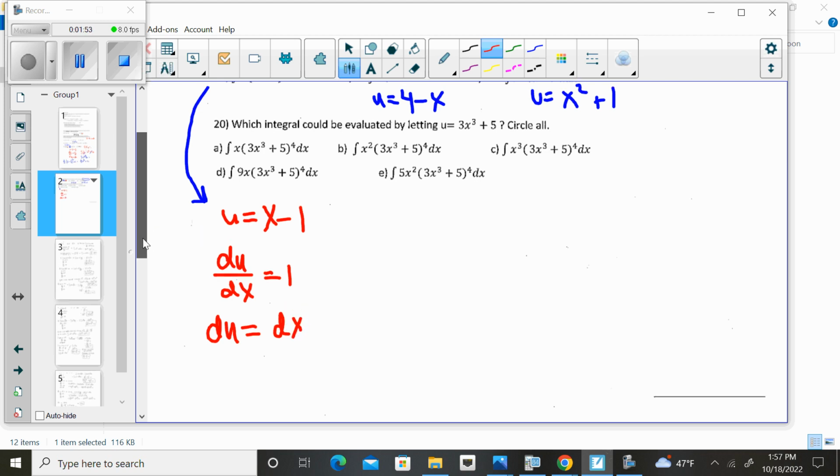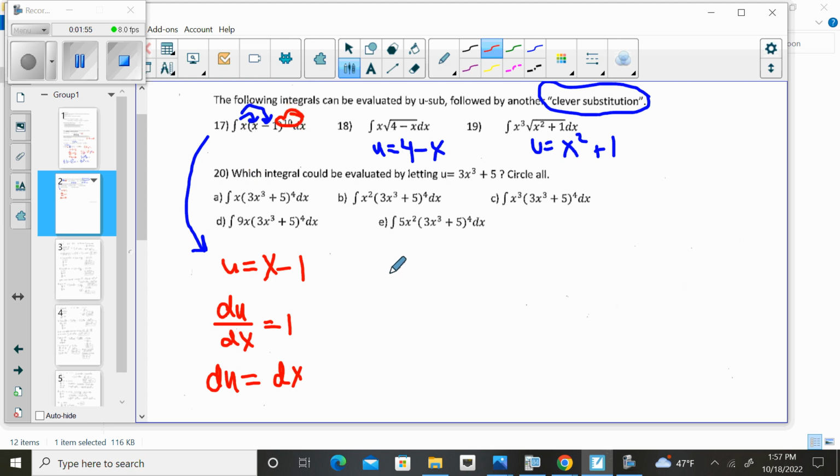So again, I might feel like I can't do this problem, because I'm going to have this extra x here. Then I'm going to have u to the 10th. And then I can just replace dx with du. They're equal.